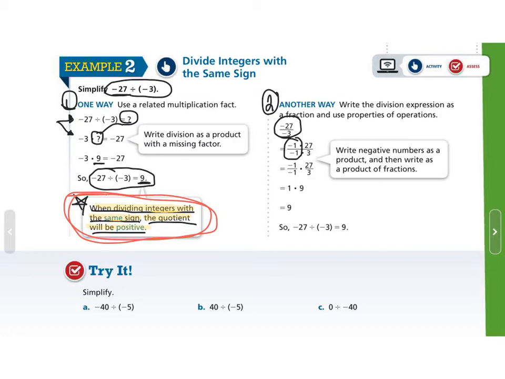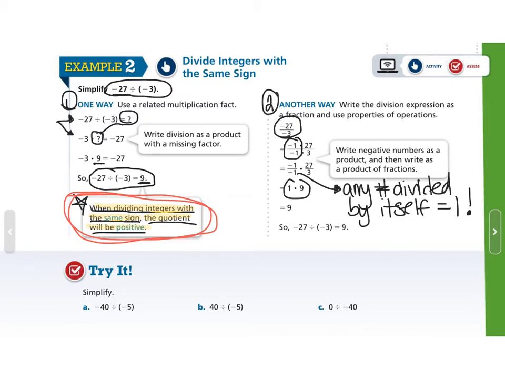And those two negative 1s, one in the numerator and one in the denominator, essentially cancel each other out, because any number divided by itself is equal to 1. So 1 times 9 is a positive 9. Same answer as what you see on the left side of your page, the first way that we did it. But this is just another way to think about it.